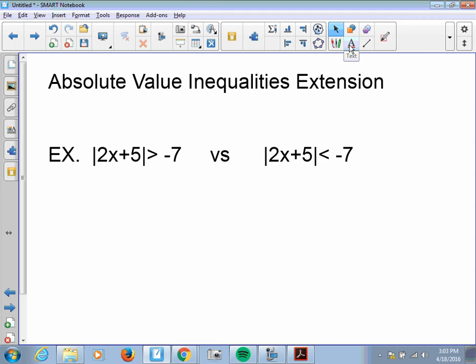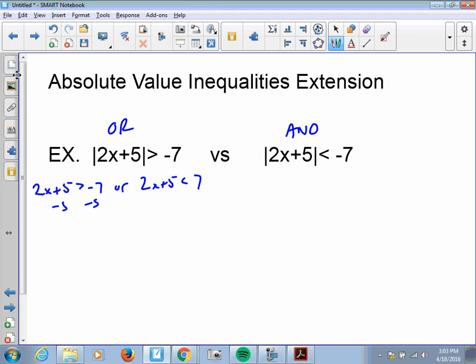We first and foremost know that this side is the "or", this is the "and", and those are important distinctions to make as we go. Let's start by solving these things. Let's break it up into two cases here. So we have 2x plus 5 is greater than -7, or 2x plus 5 is less than 7. Okay, we just broke up two cases, switch things around, and we solve.